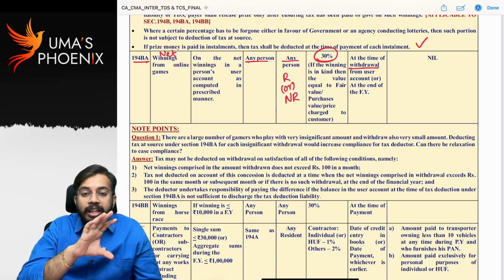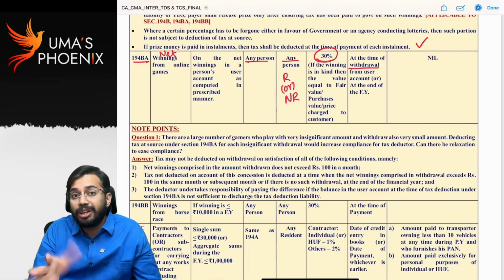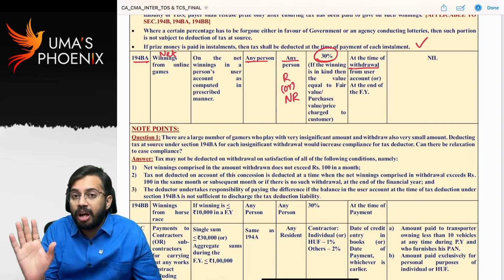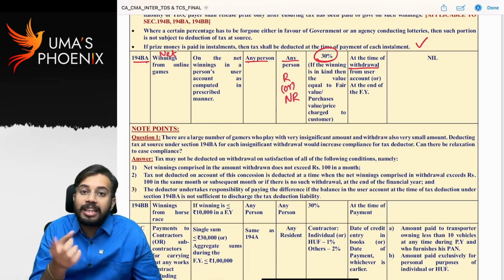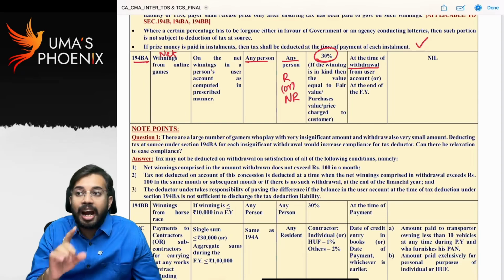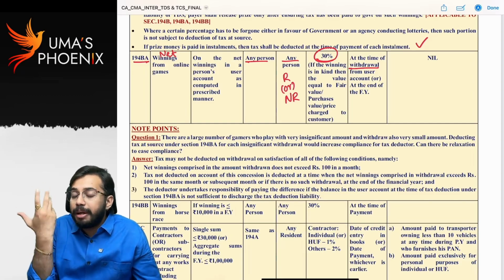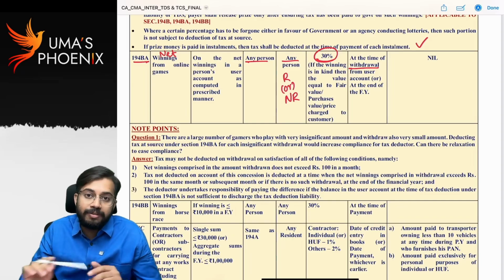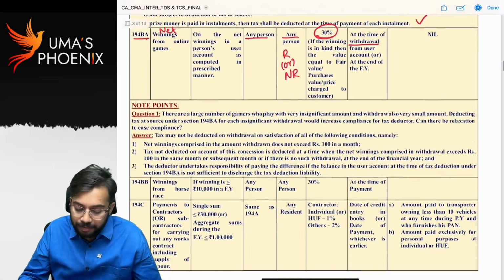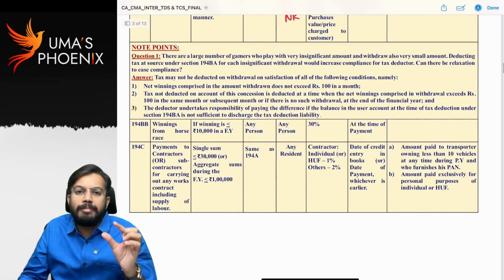Sir, in this financial year, I won 70,000 rupees, but I did not withdraw. Like during the previous year, if there is no withdrawal, in such a case TDS will be deducted at the end of the financial year on the balance available in the user account. So at the end of the financial year, in my user account 70,000 rupees is available. On that 70,000 rupees, TDS will be deducted. Is it clear?